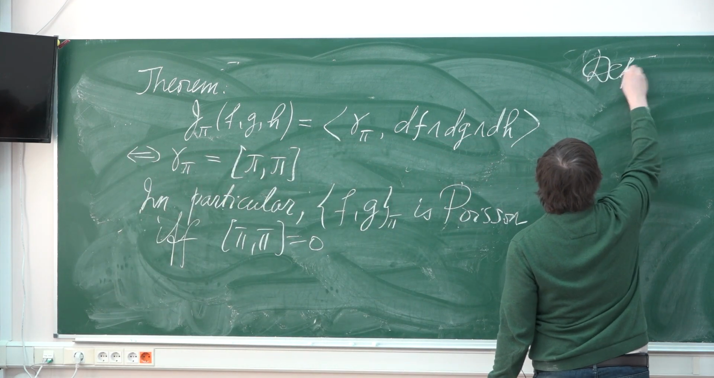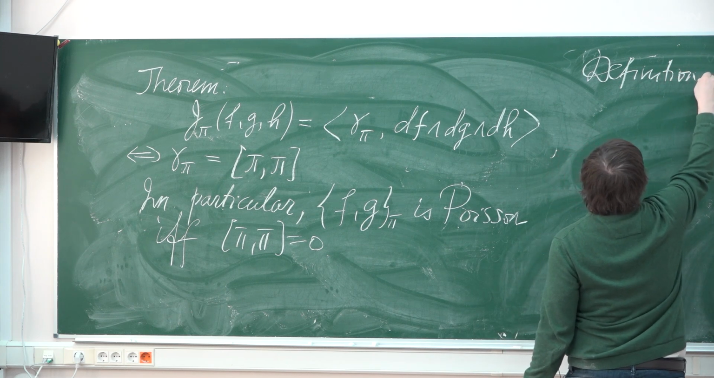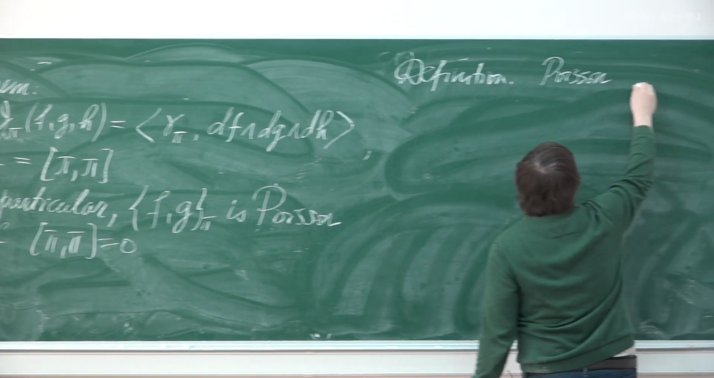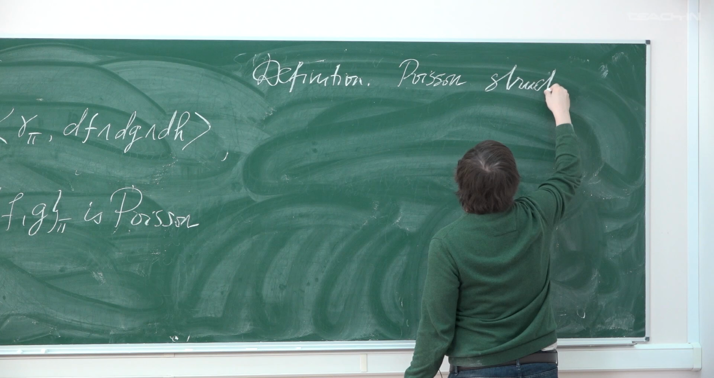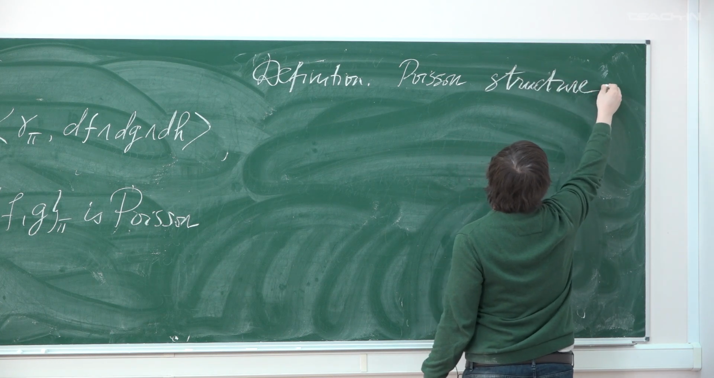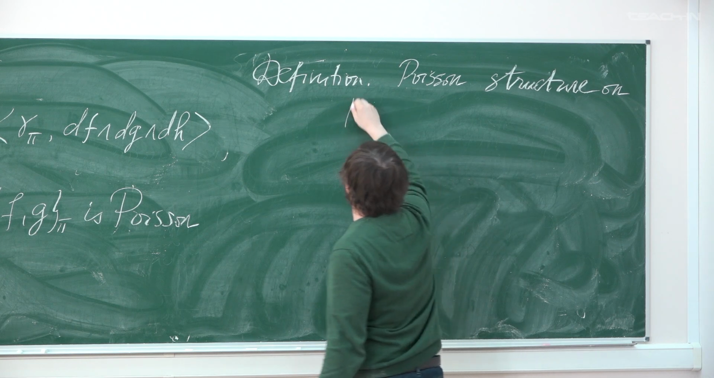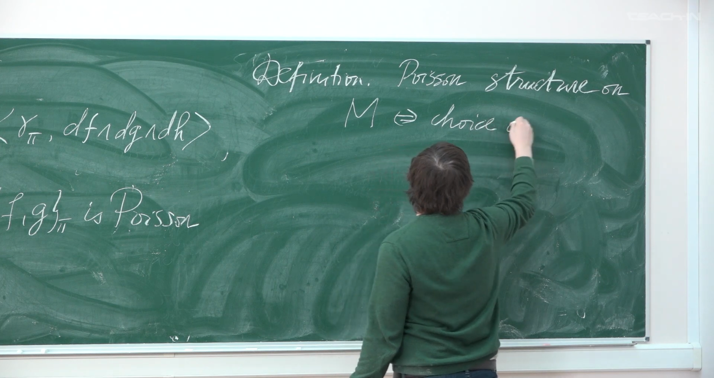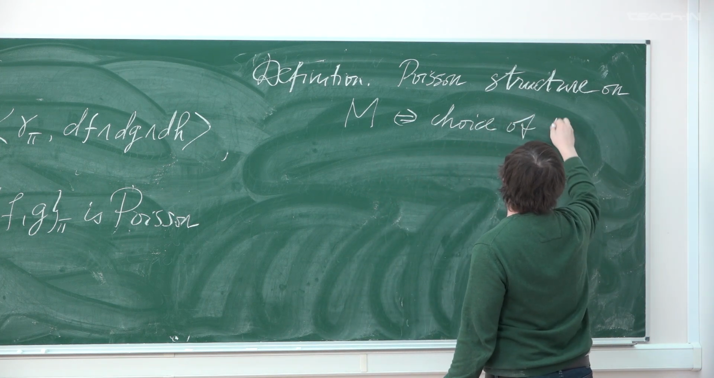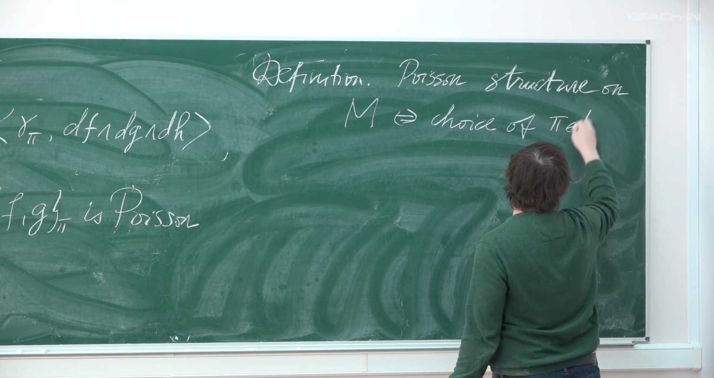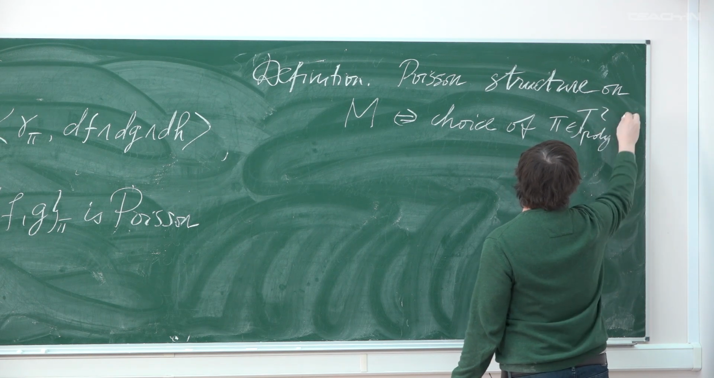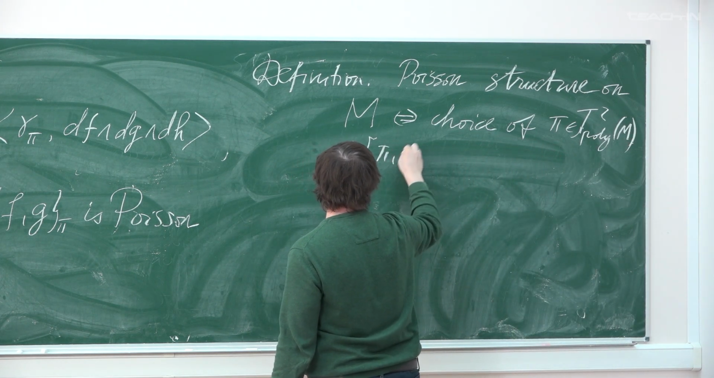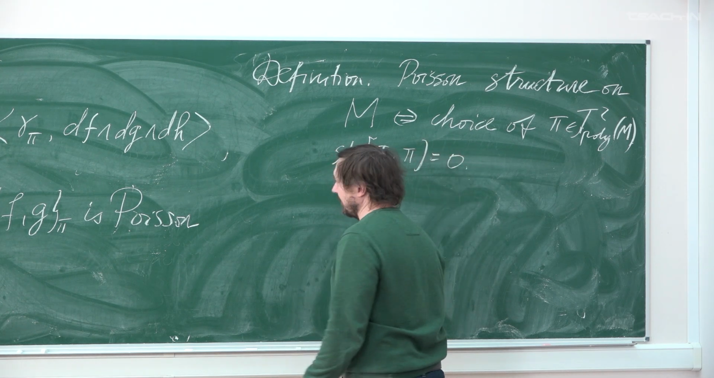You can rewrite the definition. A Poisson structure on M is the choice of pi, a two-vector field on M, which verifies the condition that the Schouten bracket of pi with itself vanishes identically.